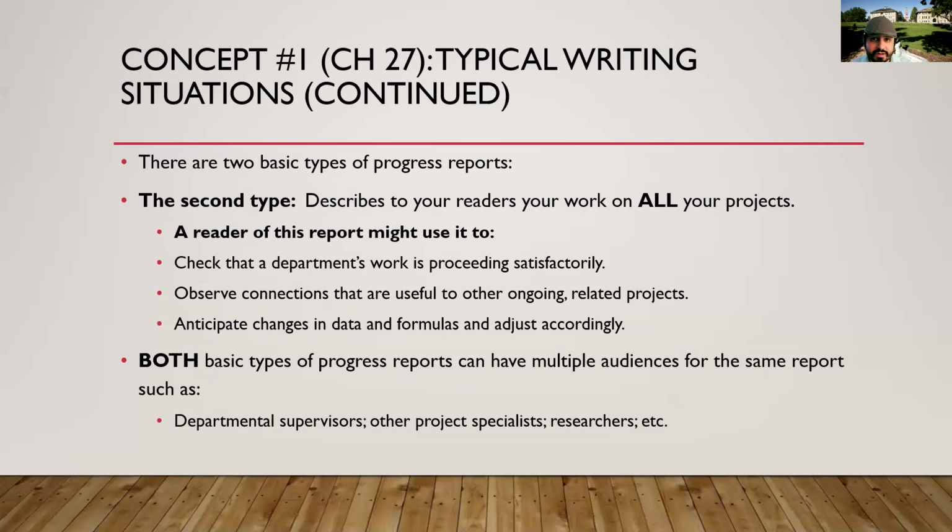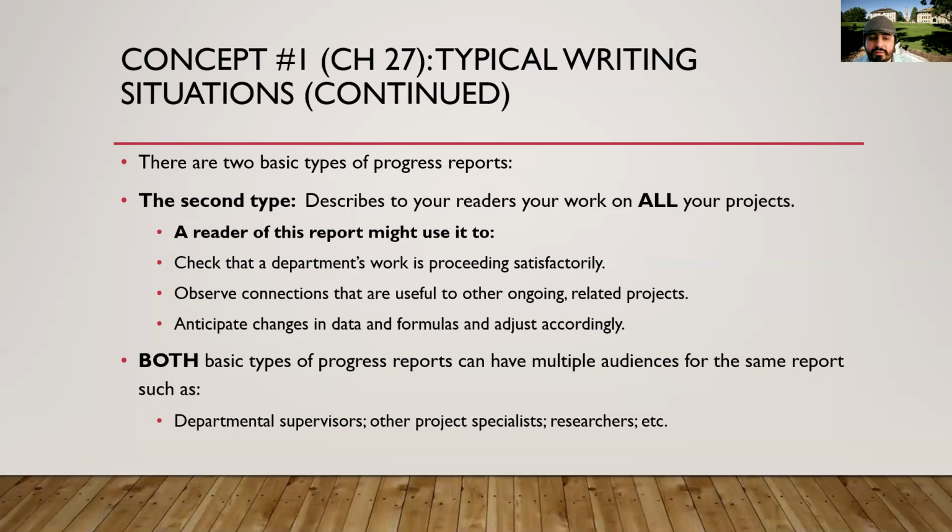Now, the next type of basic progress report describes to your readers your work on all of your projects. So of course, this brings the lens out a little further since you're looking at multiple projects. A reader might use this type of report to check that a department's work is proceeding satisfactorily, and they might use it to observe connections that are useful to other ongoing and related projects. And again, they can use it to interpret the data, anticipate changes in the data, and make accordingly adjustments.